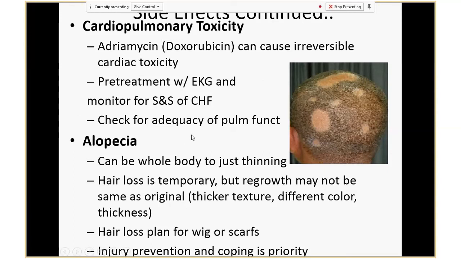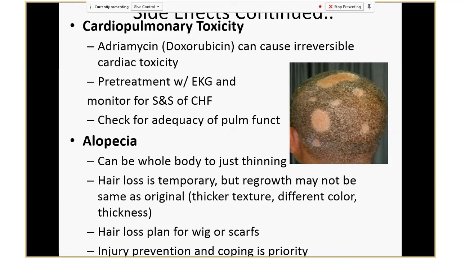Hair loss is probably one of the most common ones that you have heard of or know about. It can be the whole body or it can be just the head. We look at hair loss as a temporary thing for the patient. We let them know that it can regrow over time, but it probably won't look the same as it initially was. If you had blonde, straight hair, the next time it might be a thicker texture, it might be a totally different color, and it might be patchy. It might not grow in nice and thick like it was before, or nice and thin if you want to have thin hair.